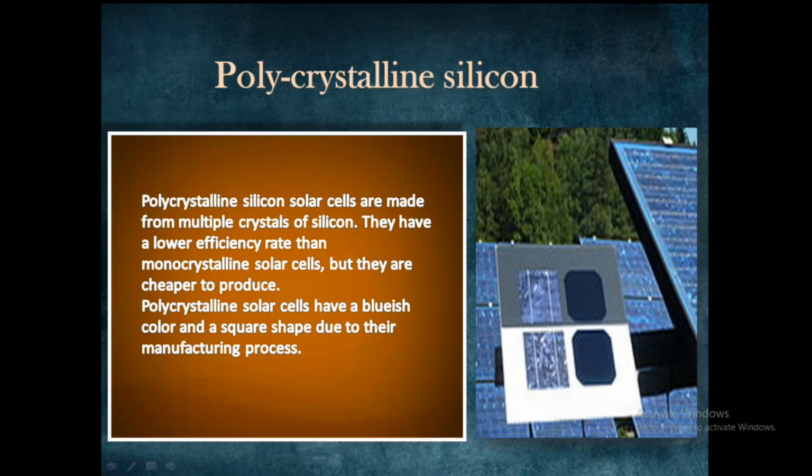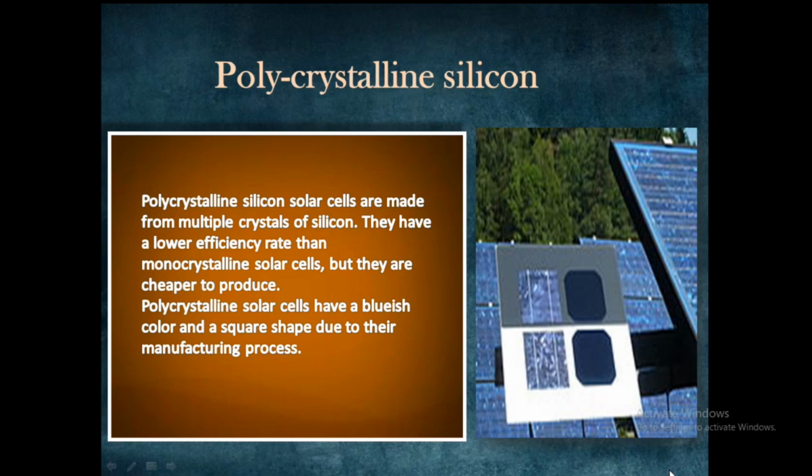Polycrystalline solar cells have a bluish color and square shape due to their manufacturing process. You can see the bluish color and square shape, because they are formed from multiple crystals of silicon. Shape and color change with the manufacturing process.